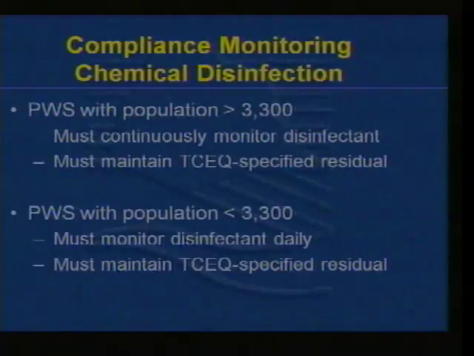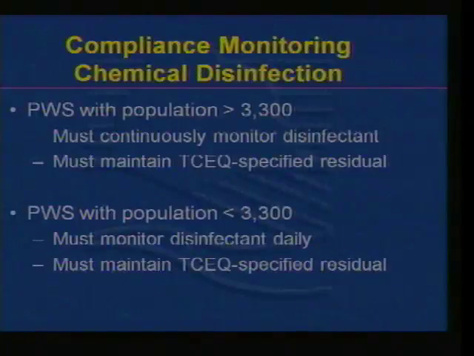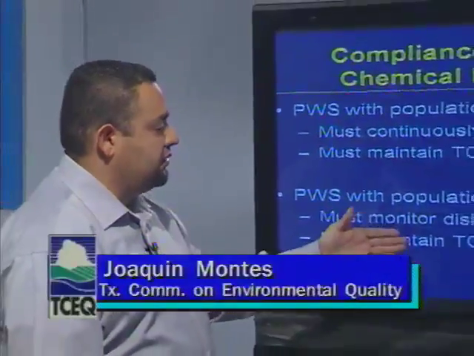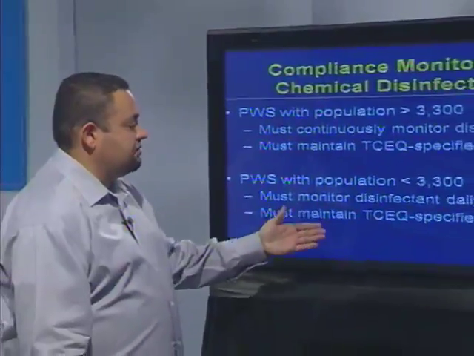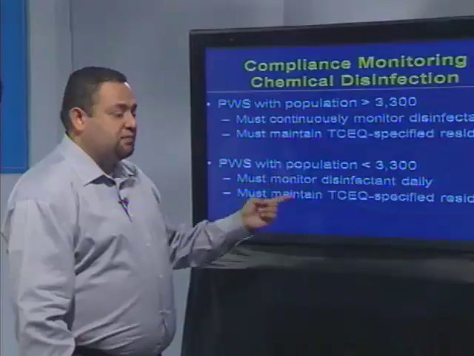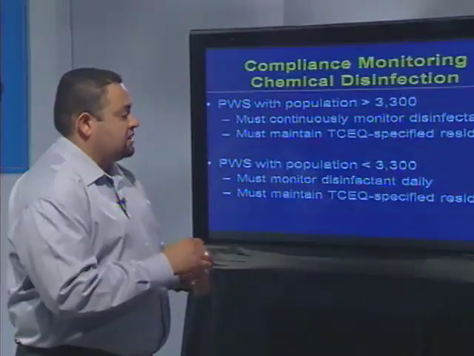So for compliance monitoring, as I spoke to you about earlier, if you're a water system that has less than 3,300, you would be required to take a grab sample daily and test it for the MSR, the minimum specified residual. You're going to want to make sure that you meet that minimum specified residual for the smaller population. So less than 3,300, you're going to monitor your disinfectant residual daily. And then you must maintain that TCEQ specified minimum residual.